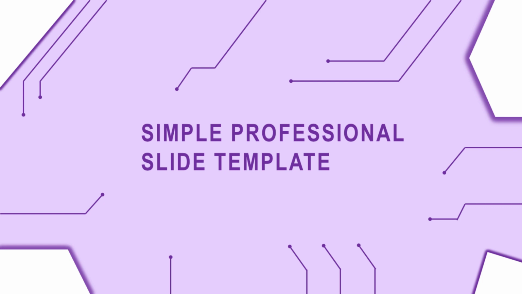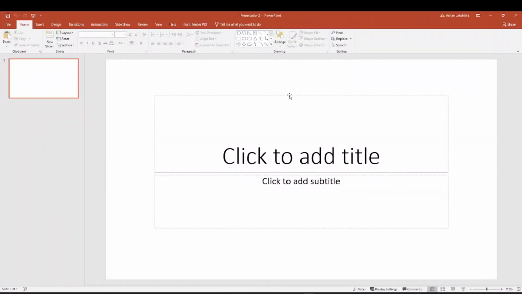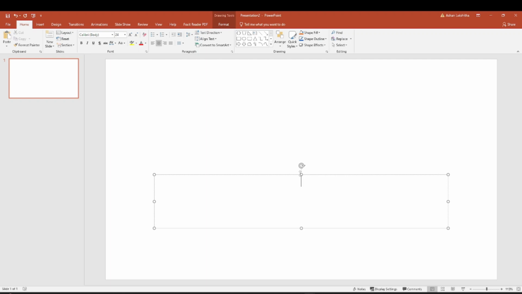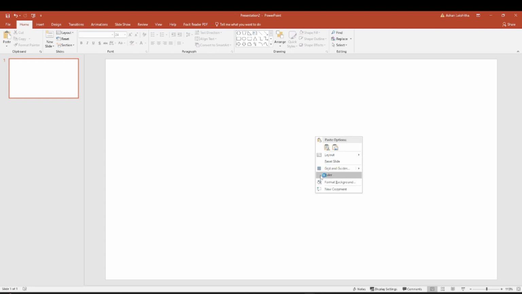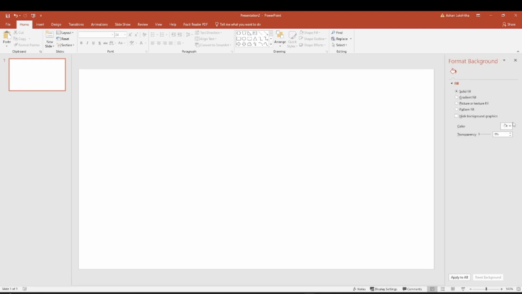Let's jump to the video. Open an empty slide and remove unwanted elements. Change the background color as you want. I am selecting light purple color.